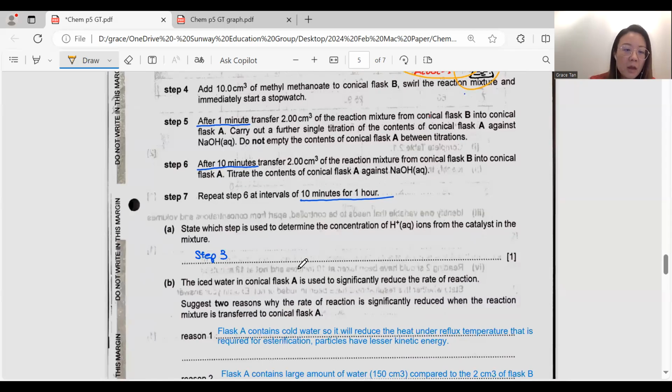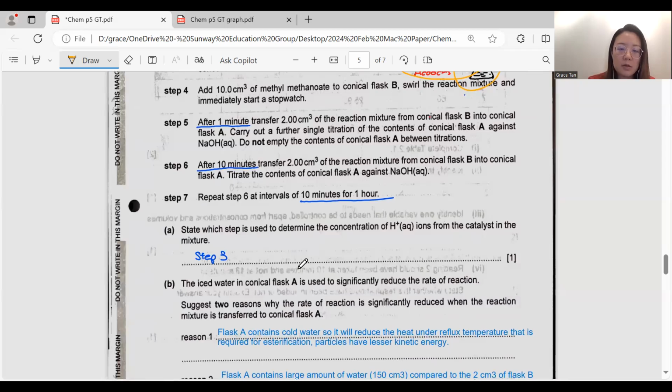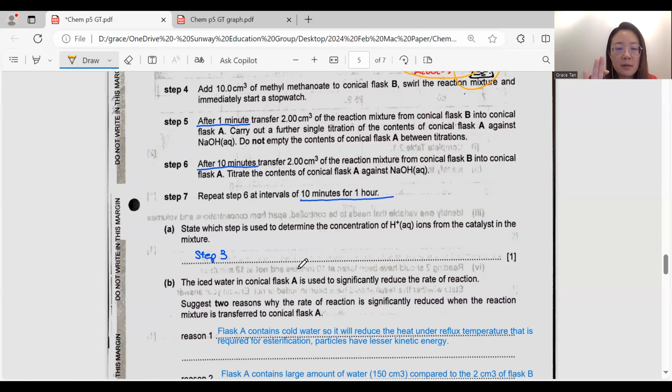State which step is used to determine the concentration of H+ ions from the catalyst. Step 3. Step 3 is before the ester was added, you only put the catalyst and you titrate it with NaOH.